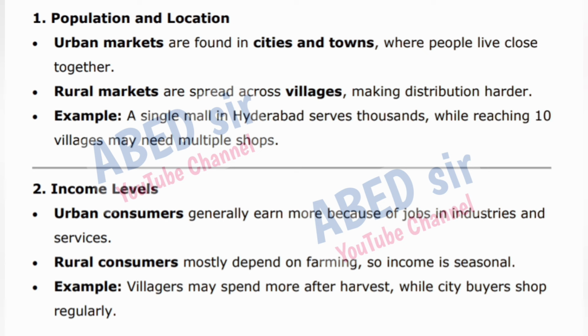2. Income levels. Urban consumers generally earn more because of jobs in industries and services. Rural consumers mostly depend on farming, so income is seasonal. Example, villagers may spend more after harvest, while city buyers shop regularly.